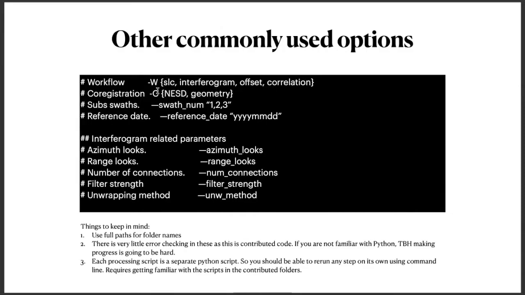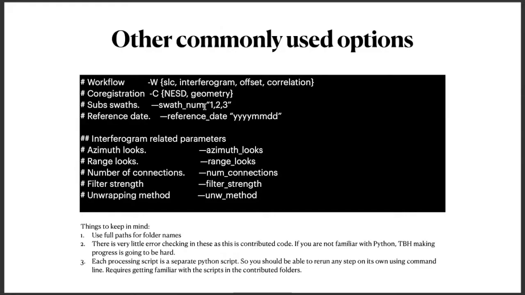There are options for co-registration. For example, if you're doing cryosphere-related offset workflow work, you don't really want to do NESD. There's nothing to gain by doing corrections at 1,000th of a pixel. You're mostly interested in pixel offsets. So you can just say use geometry, in which case it'll skip all the ESD steps and just use geometry to co-register your images to generate a co-registered stack.